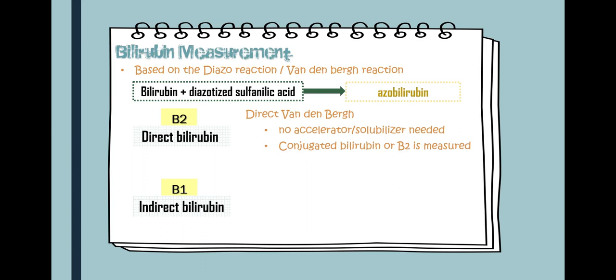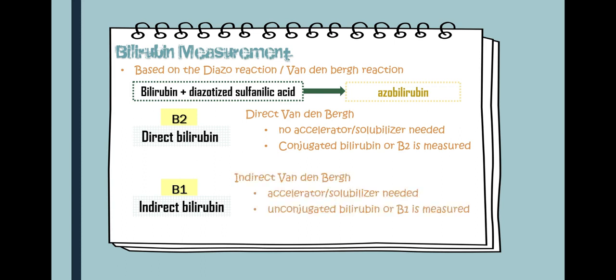Whereas for your B1 measured in the indirect Van den Berg reaction, an accelerator or solubilizer is needed. This is primarily because B1 is attached to albumin. And hindi pwede nga mag-react si bilirubin sa diazotized sulfonilic acid if it is still attached to albumin. Thus, we add an accelerator or a solubilizer.